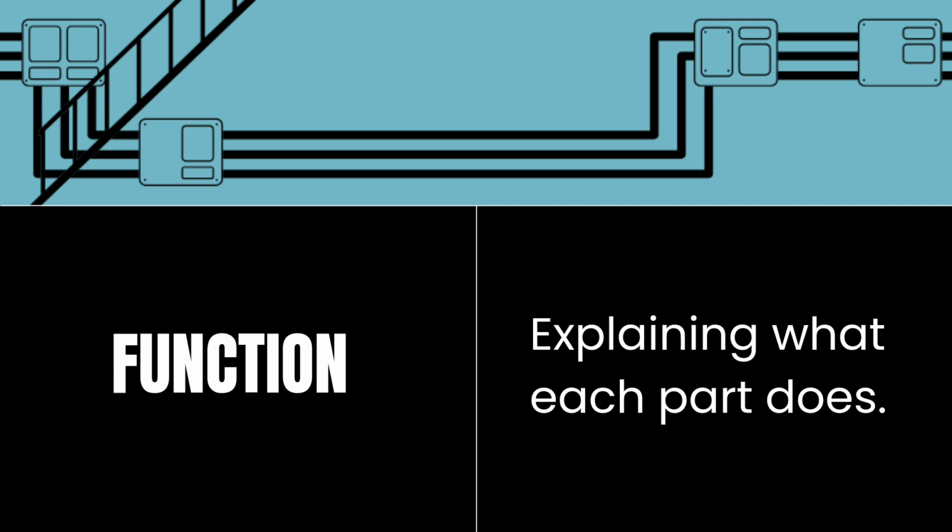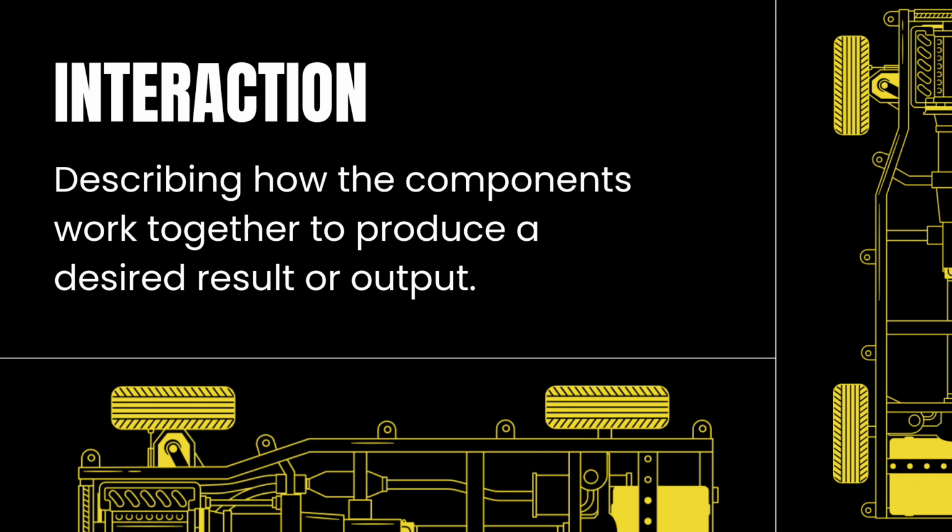Let's proceed to function. Function describes what each part does in the mechanism. Each component has a specific job, and understanding its function shows how it helps the mechanism achieve its overall goal. Last one is interaction. Interaction explains how the parts work together to get the desired result. It looks at how each component connects or works with the others, whether through mechanical, electrical, or software links to make the mechanism function as a whole.